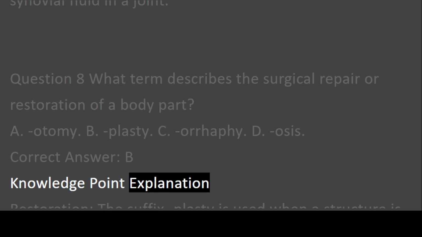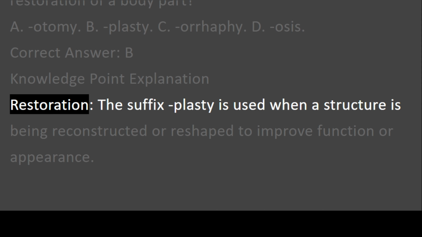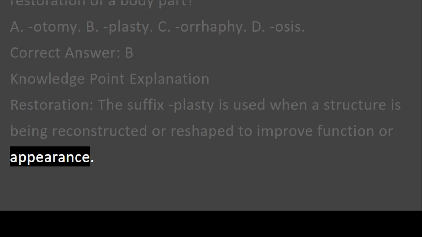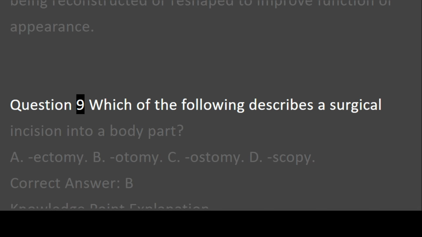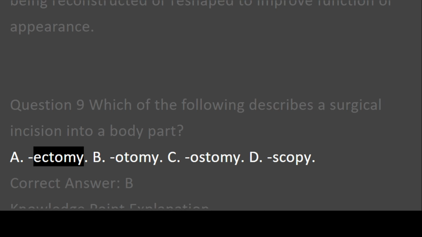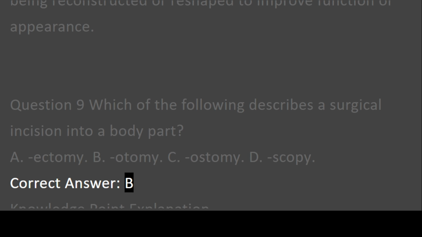Knowledge point explanation. Restoration. The suffix plasty is used when a structure is being reconstructed or reshaped to improve function or appearance. Question 9. Which of the following describes a surgical incision into a body part? A. Ectomy. B. Otomy. C. Ostomy. D. Scopy. Correct answer, B.